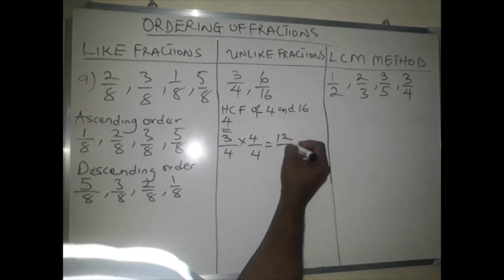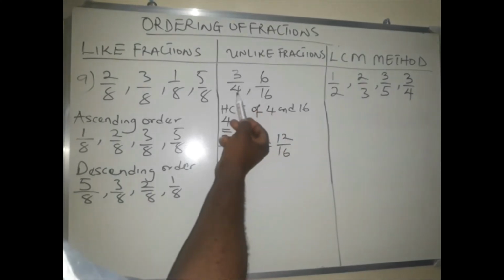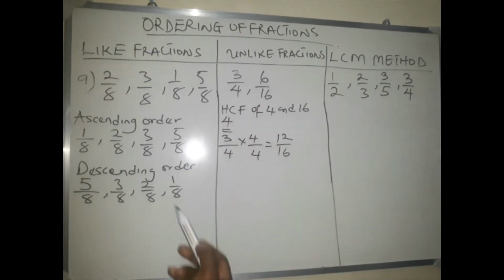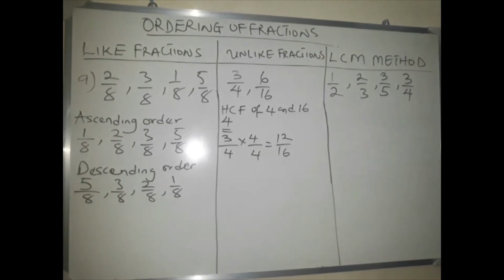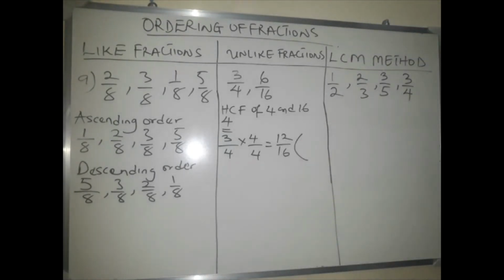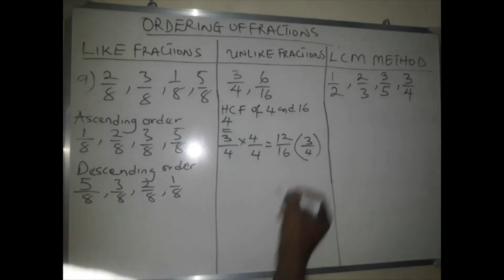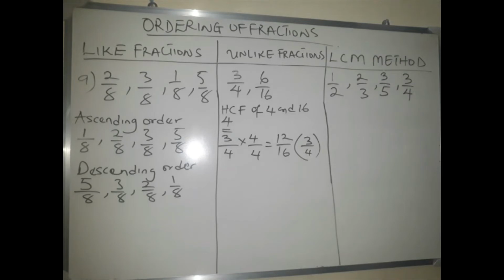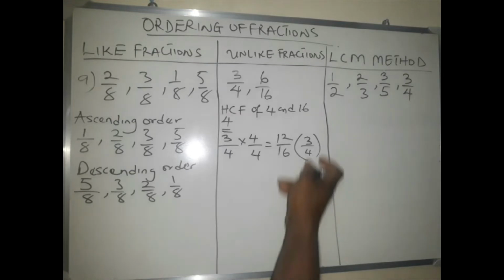That will give you 12 all over 16. You look for the HCF of 4 and 16, that will give you 4. You now take 4 and multiply the numerator, which is 3, and multiply also the denominator by 4, which is now giving us 12 over 16. And for those of us that are familiar with equivalent fractions, you will know that 12 over 16 is the same thing as 3 over 4 when reduced to its simplest term. If we reduce 12 over 16 to its simplest term or lowest term, it will give you 3 over 4.